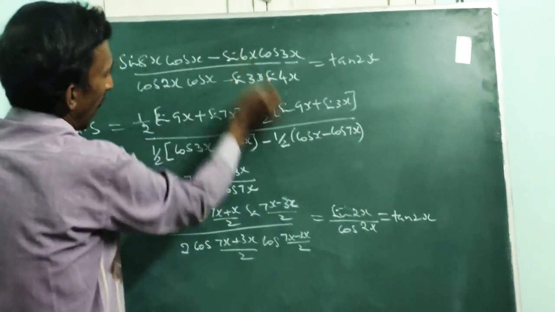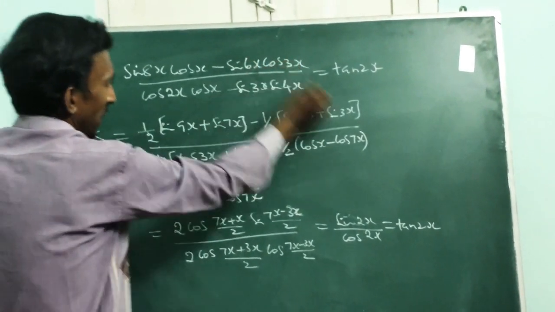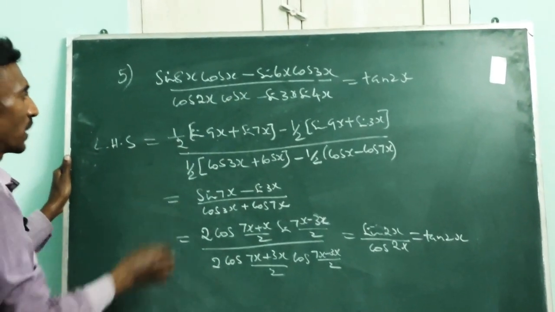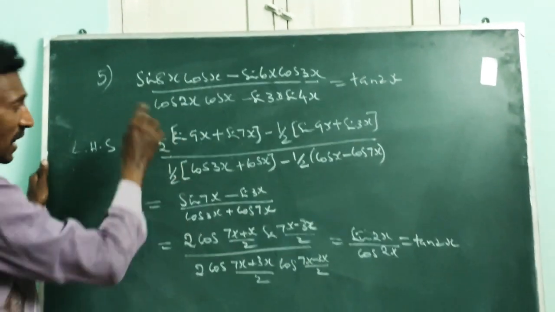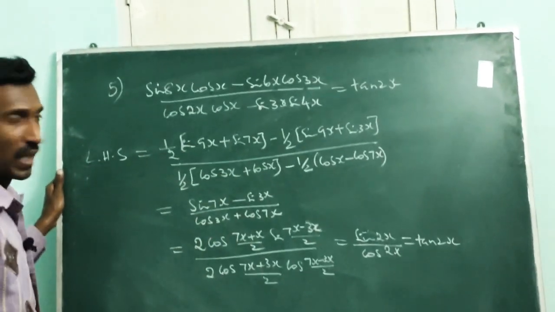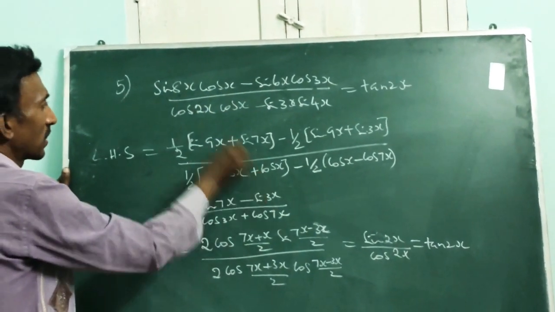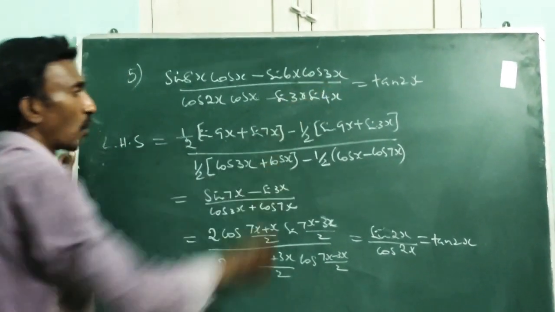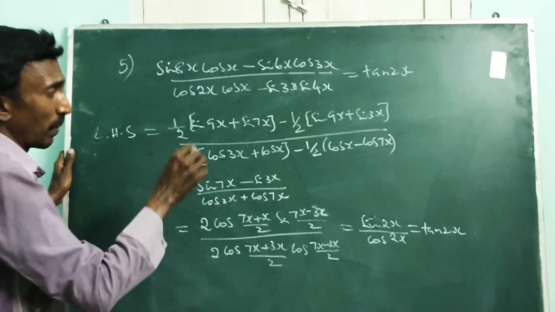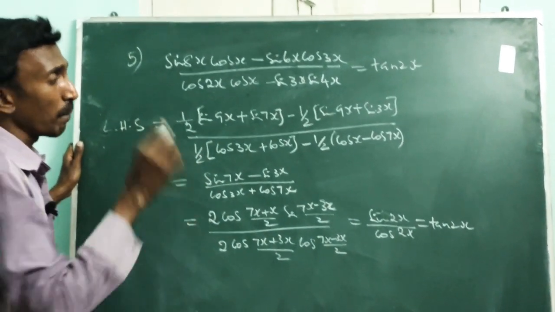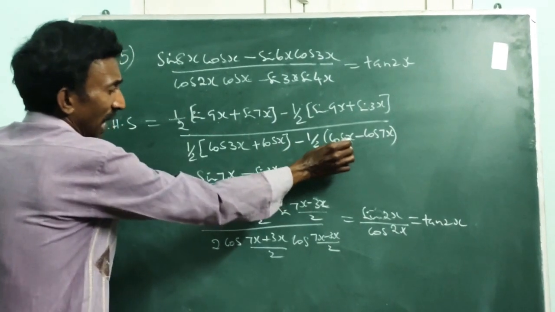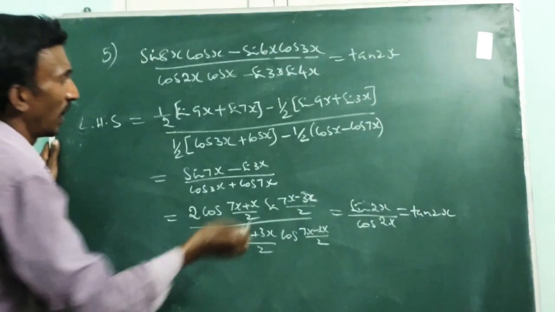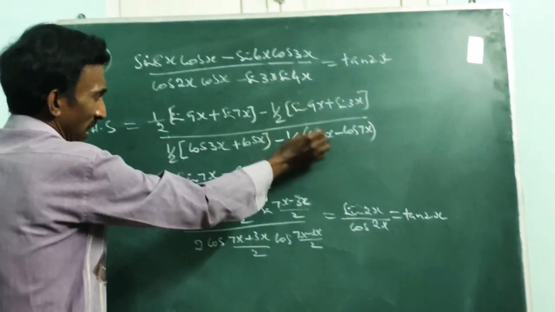Similarly, the same formula: 6 plus 3 is 9, 6 minus 3 is 3. Again cos c cos d, so it is 1 by 2 (cos(a plus b) plus cos(a minus b)). So 2 plus 1 is 3, 2 minus 1 is 1. Similarly sin c sin d equal to 1 by 2 into (cos(a minus b) minus cos(a plus b)). There is a change in the order: 1 by 2 (cos(a minus b) minus cos(a plus b)). So a minus b means 4 minus 3, 1.